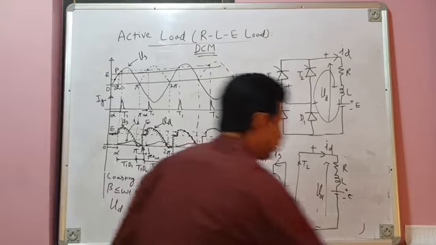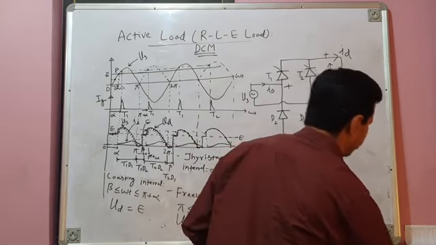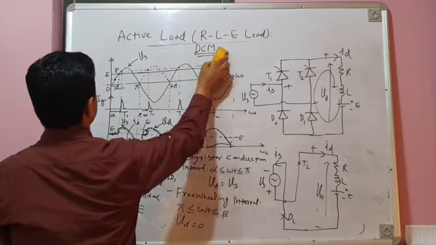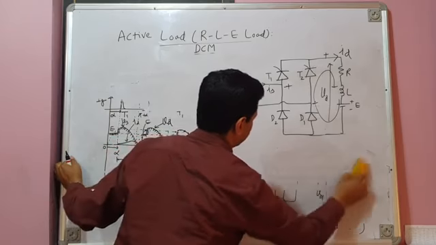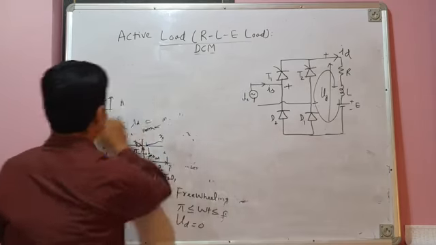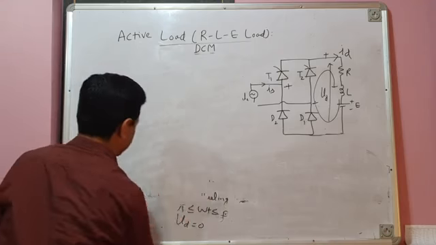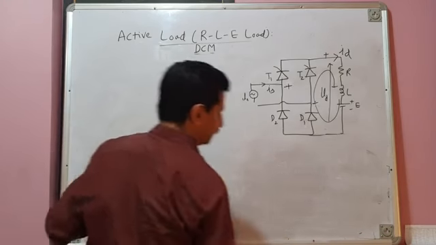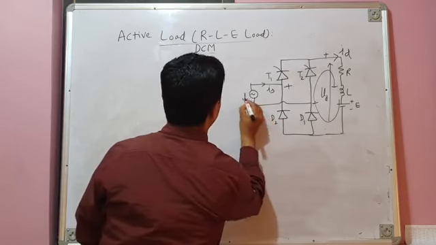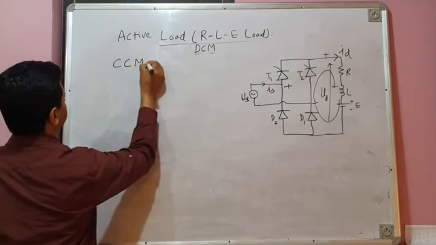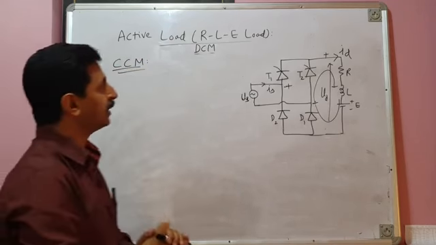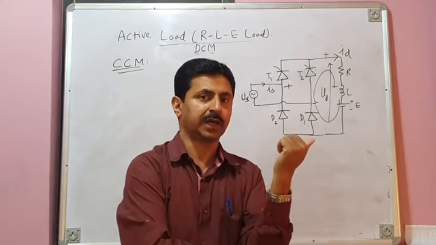Let us assume now the converter is operating in continuous conduction mode of operation. We will now assume CCM. CCM means continuous conduction mode of operation. In continuous conduction mode, load current never becomes 0.